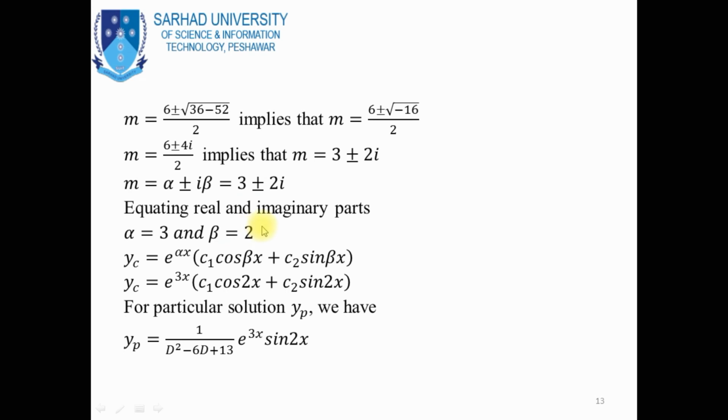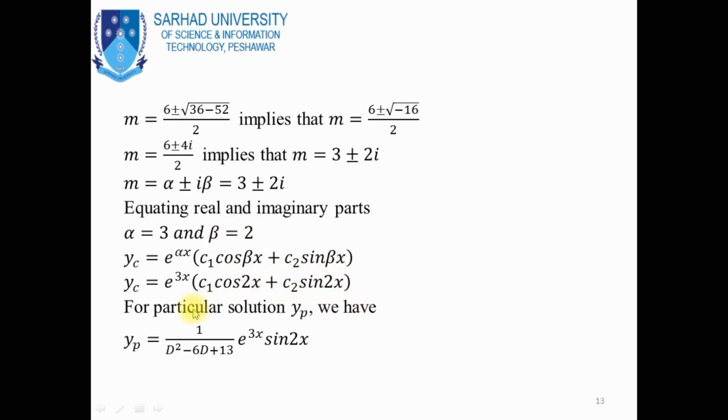The roots are complex and different, so the complementary solution is equal to e^(alpha x) into (c1 cos beta x plus c2 sin beta x). The value of alpha is 3 and the value of beta is 2, so e^(3x) into (c1 cos 2x plus c2 sin 2x). So this is the complementary solution.